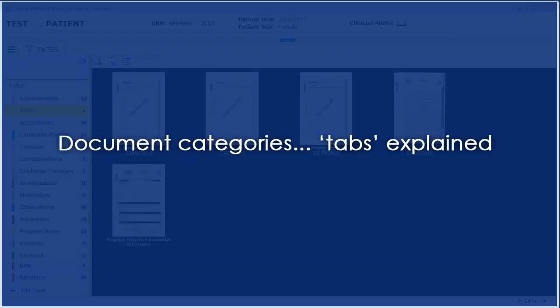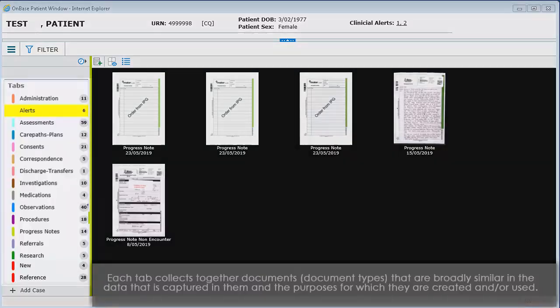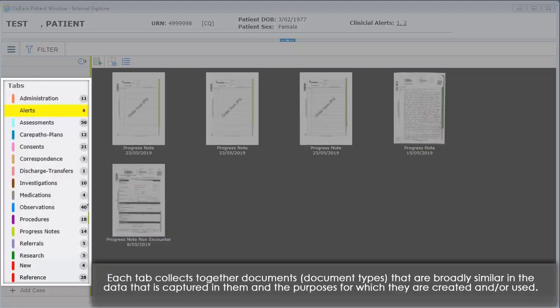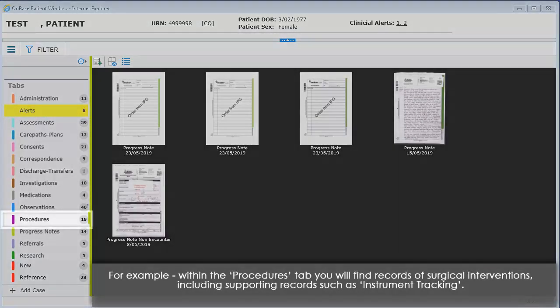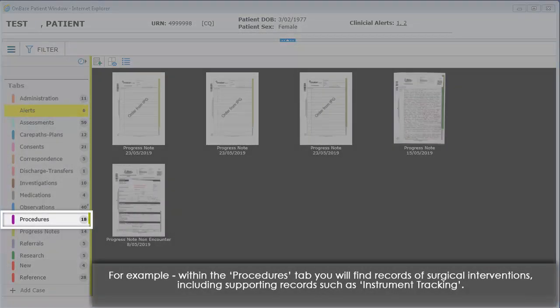Document categories. Tabs explained. Each tab collects documents, document types, that are broadly similar in the data that is captured in them and the purposes for which they are created and/or used. For example, within the Procedures tab, you will find records of surgical interventions, including supporting records such as instrument tracking.